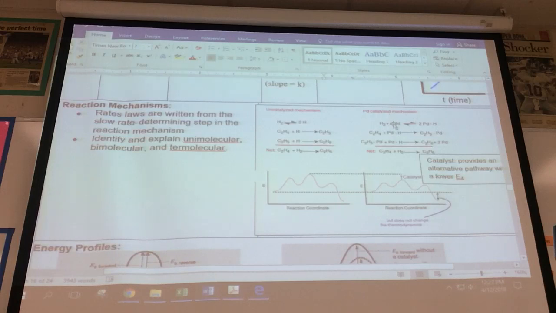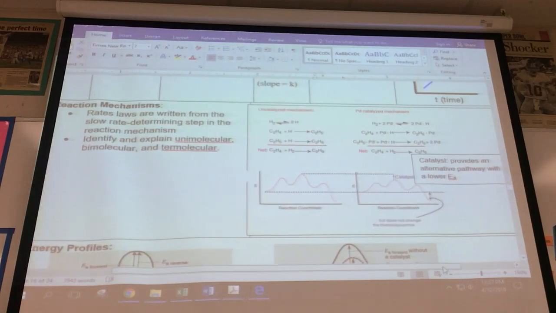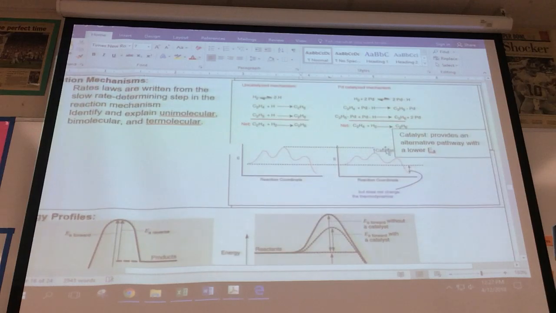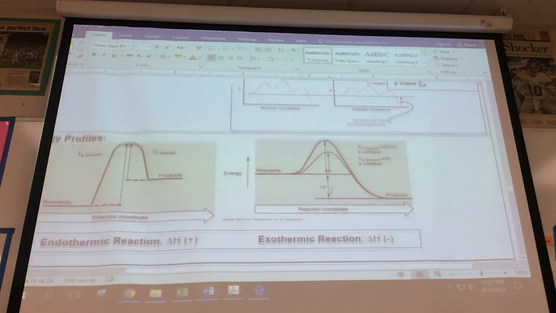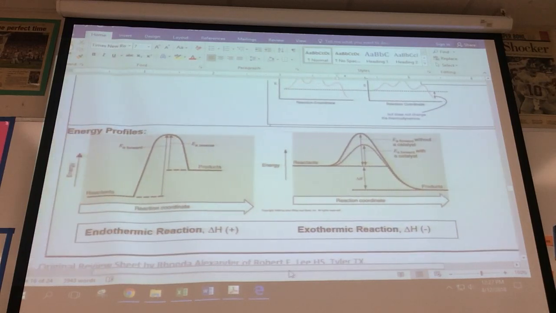If you catalyze it, for example, by throwing in palladium, you'll get the reaction to occur at a faster rate because you've provided an alternative pathway with a lower activation energy, and that's what's shown here. You've got a lower activation energy there due to the catalyst. You can see it here as well.